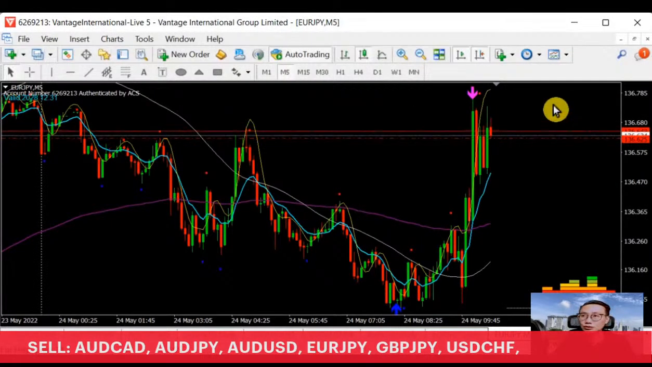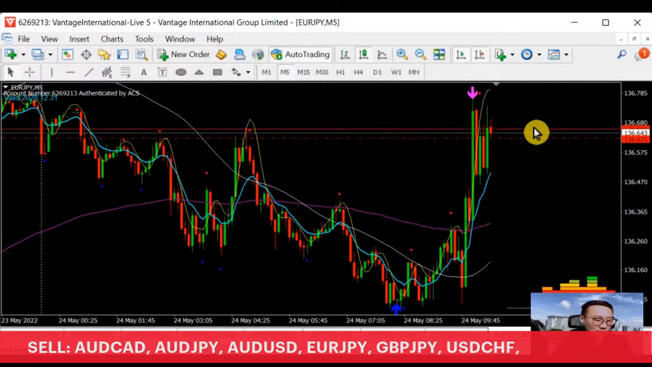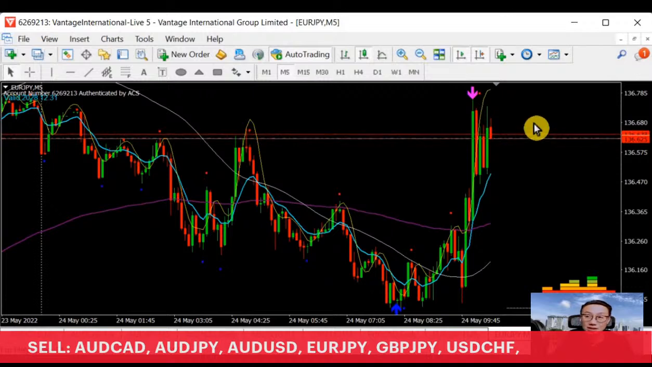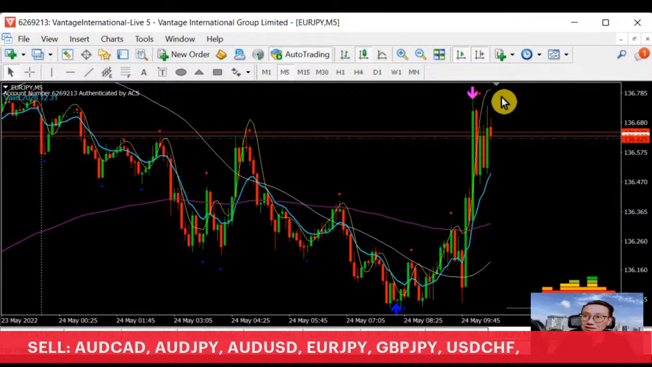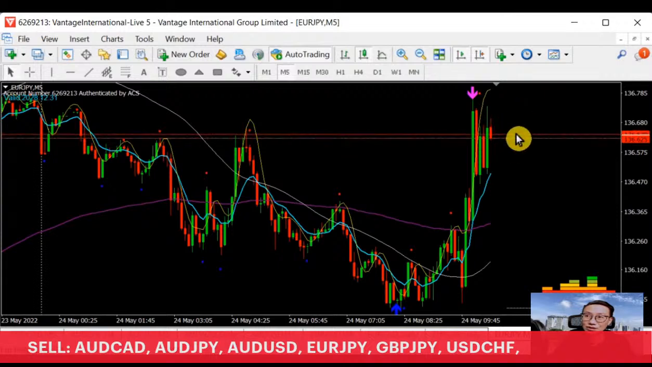Okay, the Euro Yen, now the candle opens above the resistance. Okay, it's opening above the resistance. So if there's a buying signal, that means a red candle and a green candle above the resistance area over here, very highly likely it is going for a buy.